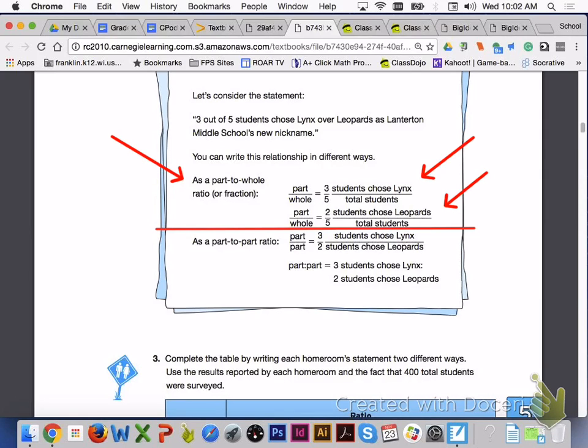If we wanted to write a part-to-part ratio, we could say 3 students chose Lynx to 2 students who chose Leopards. And that is an example of a part-to-part ratio.